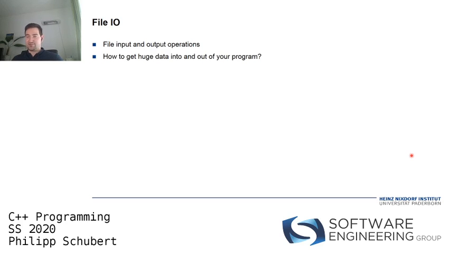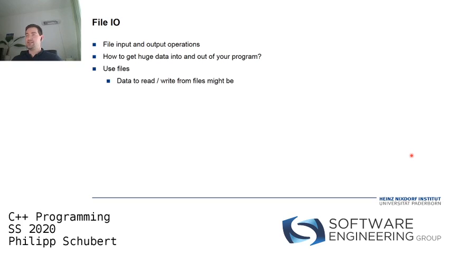Usually if you call your program and it computes something of interest to you, you don't wish to give it all the data it should do computations on as command line parameters. That probably doesn't make too much sense. Rather, you wish to read some data from a file, process it, and maybe even write your results back to a file. So let's discuss how that is done in C++.